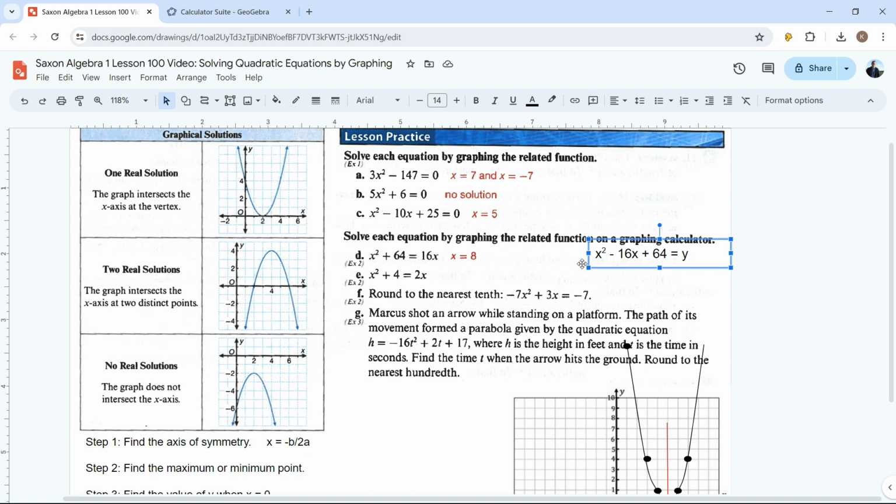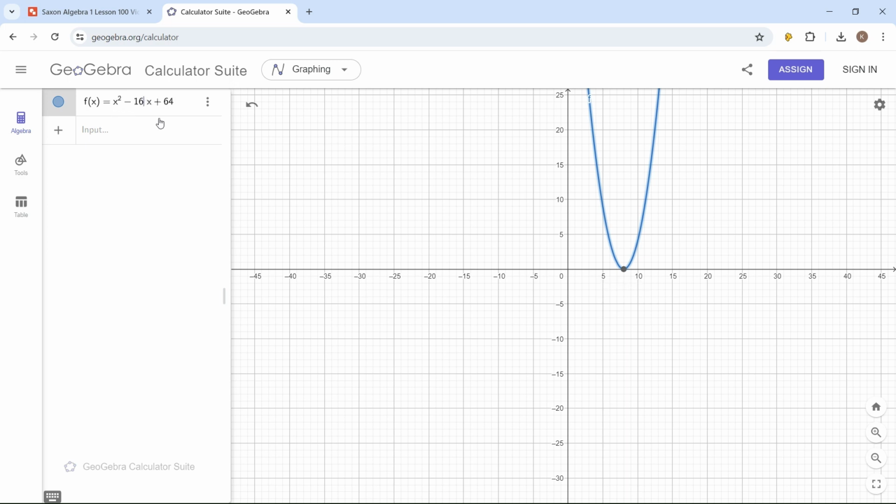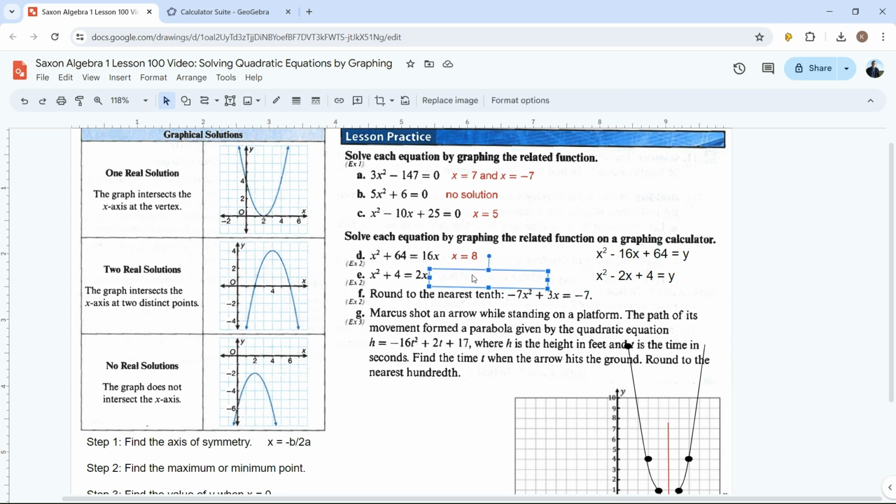Let's do that for the next one. But again, we're going to have to rewrite this one. So this one, again, same exact thing. X squared minus 2x plus, in this case, it's plus 4. X squared minus 2x plus 4. All right, let's enter it from scratch. X squared minus 2x plus 4. Okay, so there's my new graph. Uh-oh. This one doesn't actually cross the x-axis. So this one is going to have no solution.